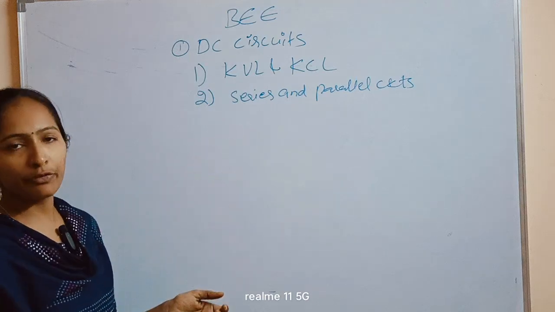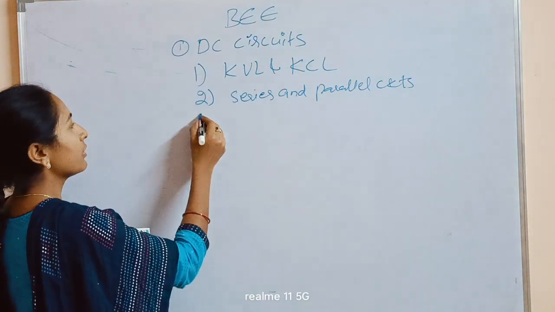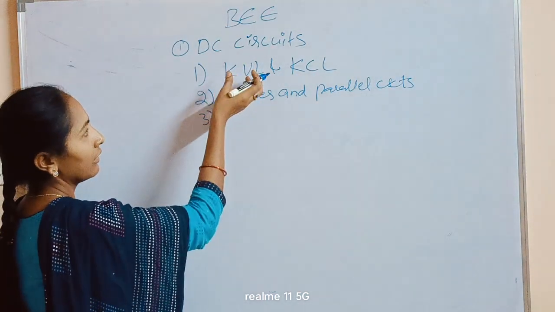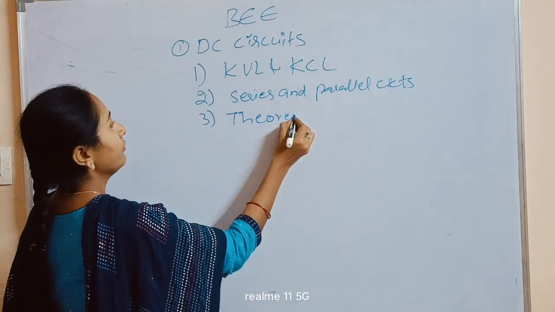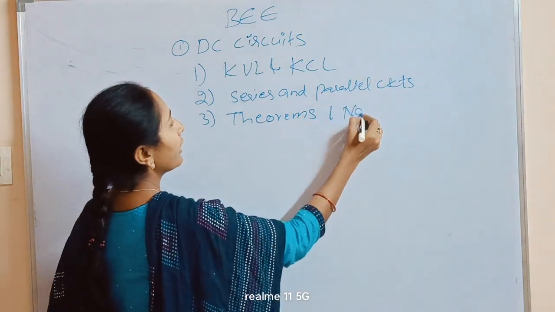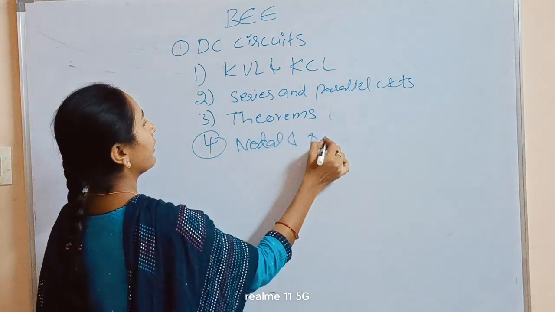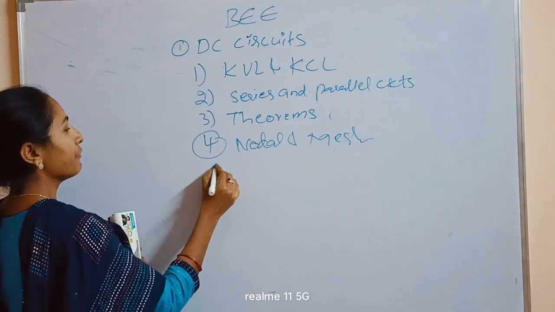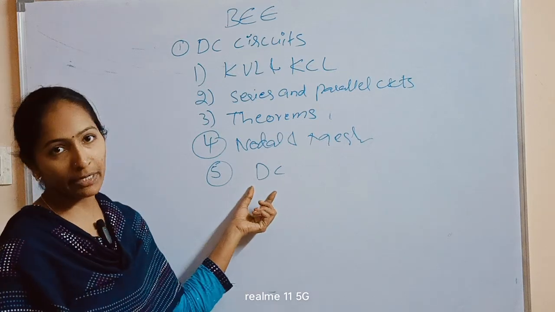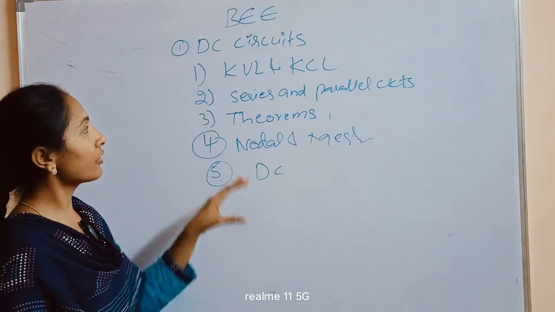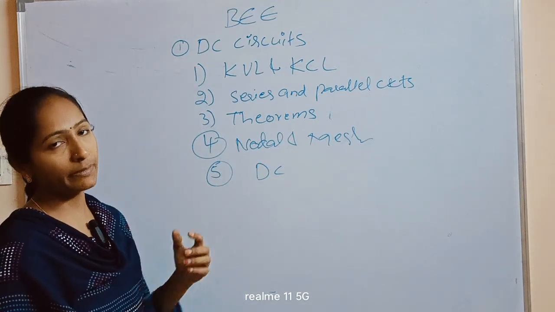In series and parallel circuits, we need to find the equivalent resistance, equivalent capacitance, equivalent inductance. Now the third one, based on these, the disadvantages of these two are included in the theorems. Fourth one, nodal and mesh analysis. And fifth one, DC excitation. For series circuits we can apply DC with respect to time. These are the main topics which are very important for final semester exams.